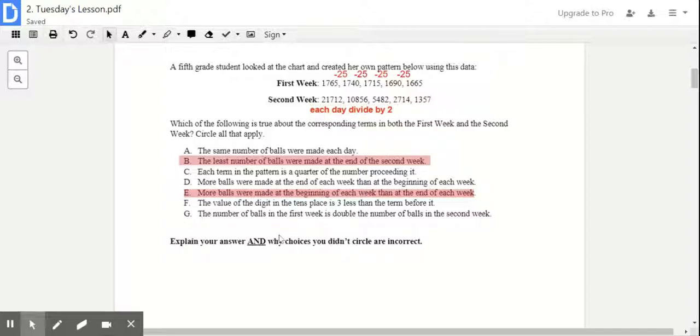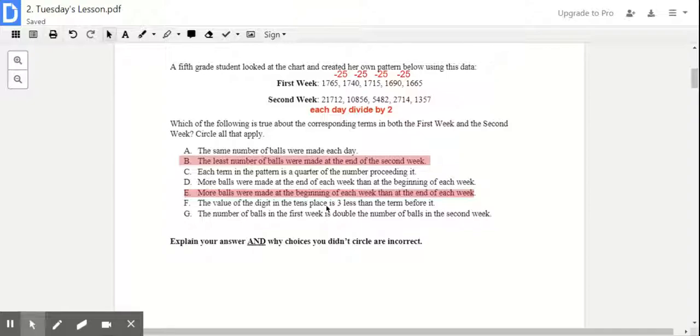Let's go to F. The value of the digit in the tens place is 3 less than the term before it. What do you guys think of this one and why is it incorrect? Exactly. So realize right here that this comparison is the opposite of this comparison. If you underline the tens place and then determine if it changes in the pattern, you should realize that even though this includes place value, it means subtract 3 from the tens place each time. So this is why F is incorrect.